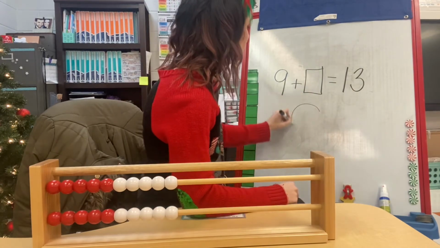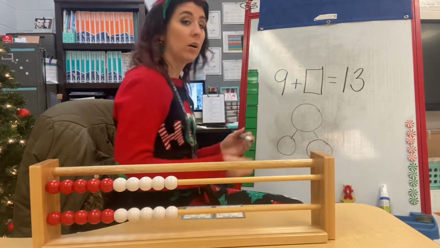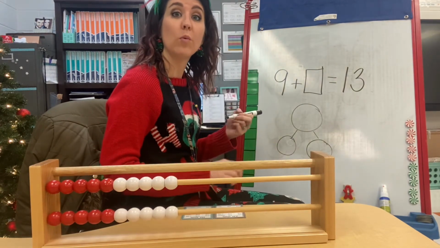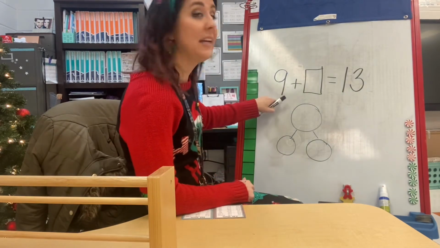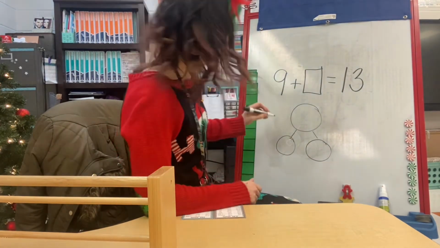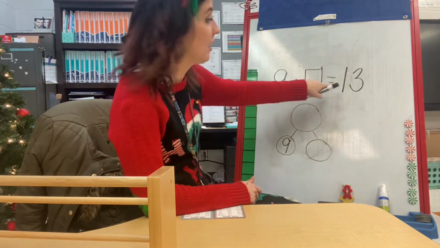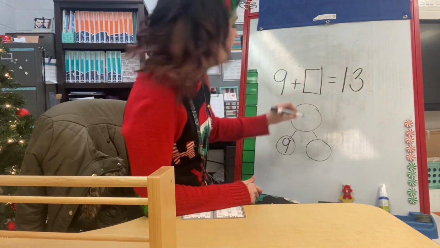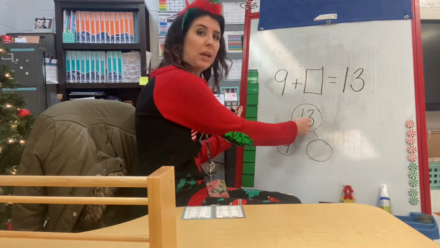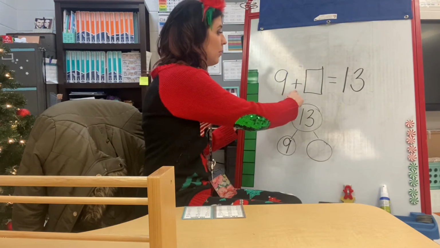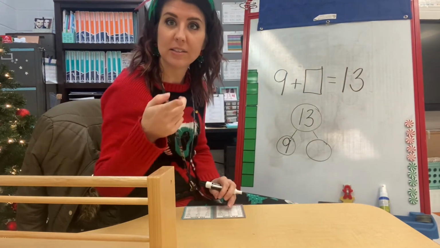So let's look into our number bond here. Part plus part equals whole. Say it with me. Part plus part equals whole. So 9 is one of the parts. Oh, we're missing our other part. And 13 is the whole. So 13 goes up here. So 9 and something make 13. 9 plus something equals 13. So what do we need to add to 9 to get to 13?